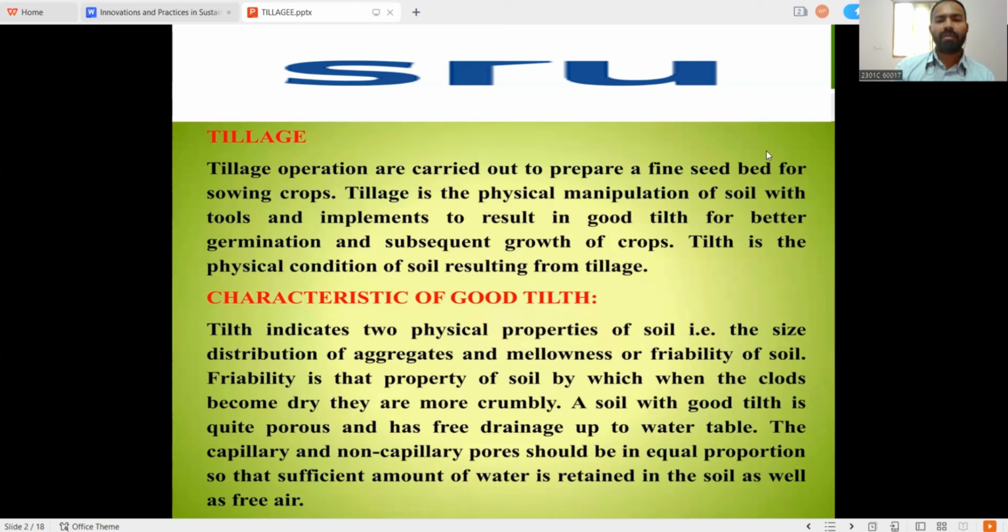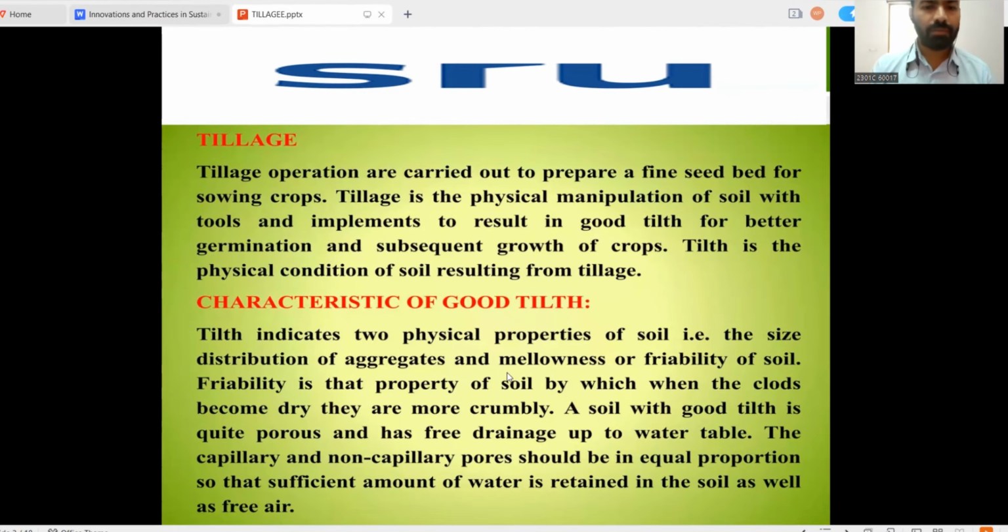The capillary and non-capillary pores should be equal in proportion so that a sufficient amount of water is retained in the soil as well as free air. What we are looking at here is that capillary and non-capillary pores should be in equal proportion. What are capillary pores? The capillary pores are spaces in the soil that allow water to move through them. Okay, that is your capillary pores. So both the capillary and non-capillary pores should be in equal proportion, so that water is retained in the soil as well as free air. Okay, moving on to next.